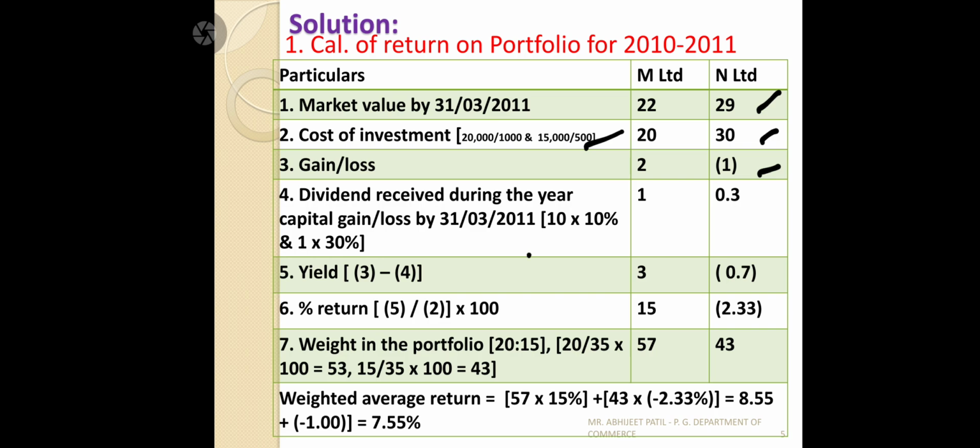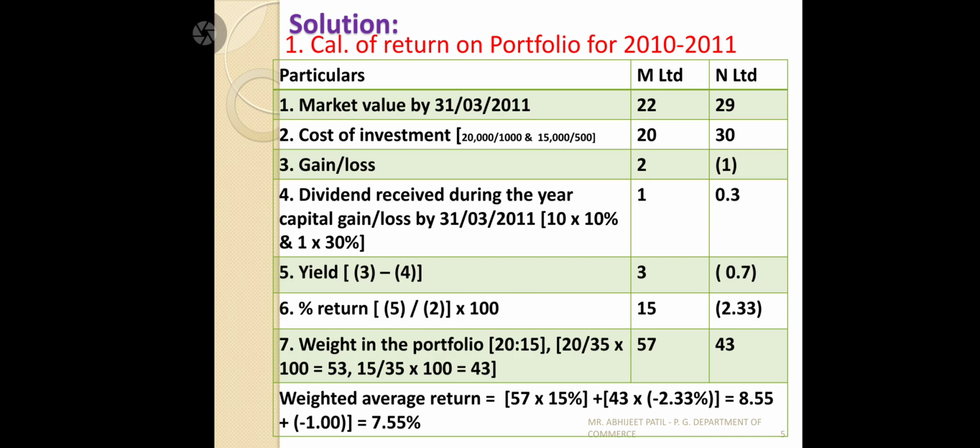Then the companies also declared dividends. We calculate 10% on the 10 rupee share value of M, which is 1 rupee, and for N Limited at 30%, which is 0.3. So we get 1 and 0.3 as the dividends declared by M Limited and N. Now what is the yield we get? That is gain plus dividend, 2 plus 1, which is 3. But in the case of N there is a loss: loss of 1, dividend of 0.3, so 1 minus 0.3 gives a negative yield of 0.7. Now we are going to convert this into percentage of returns. How do we find the percentage of return?